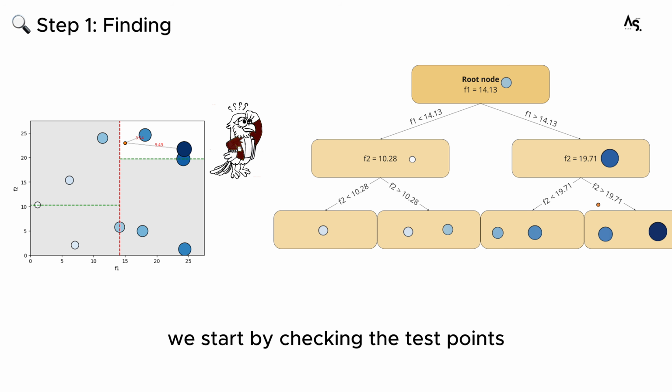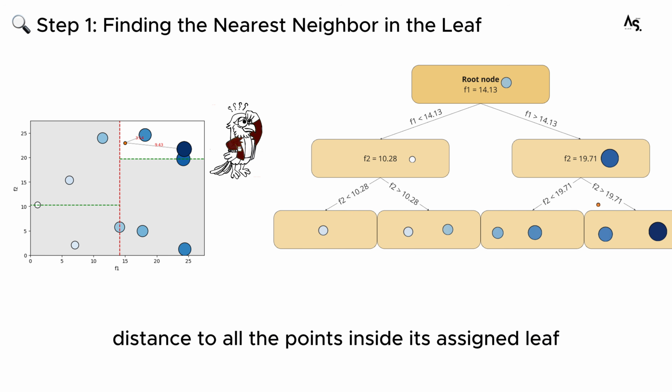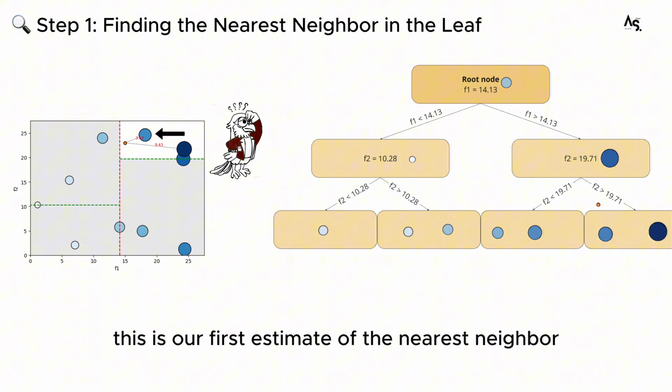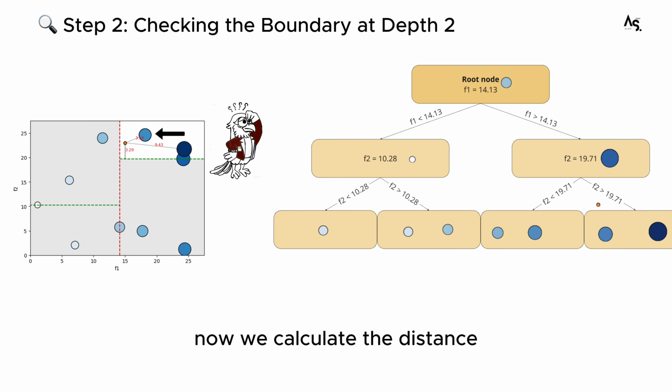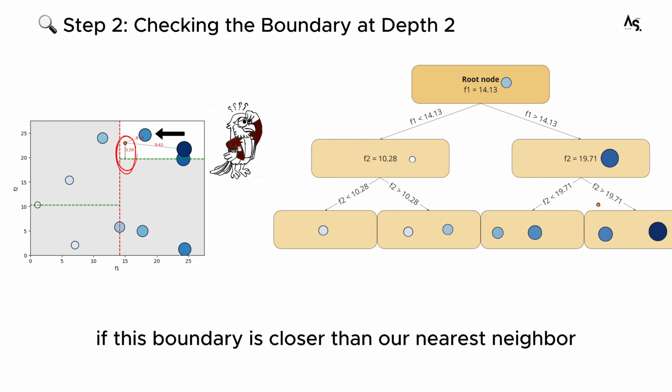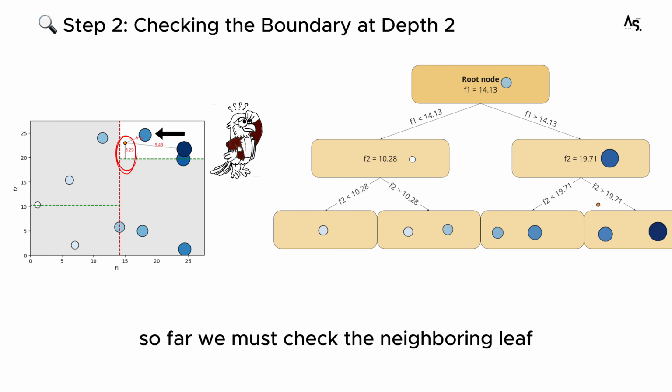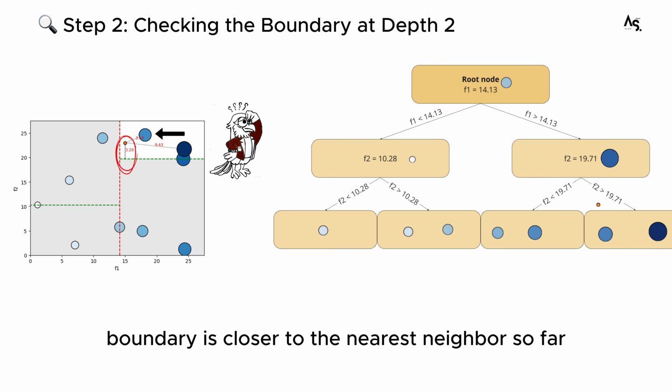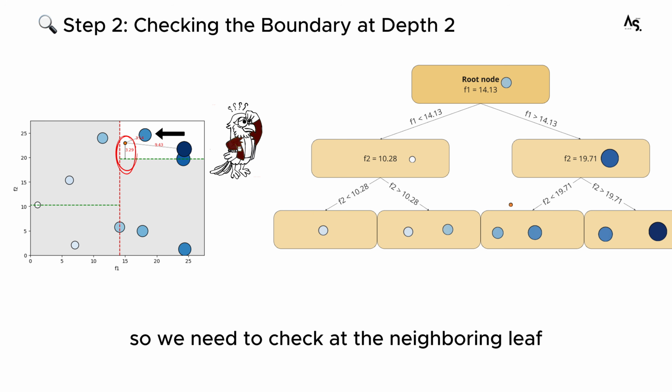Let's investigate. We start by checking the test point's distance to all the points inside its assigned leaf. This is our first estimate of the nearest neighbor. Now, we calculate the distance of our test point to the nearest boundary at depth 2, the one that was created when we split using feature F2. If this boundary is closer than our nearest neighbor so far, we must check the neighboring leaf. In our case, the boundary is closer than the nearest neighbor so far, so we need to check the neighboring leaf.